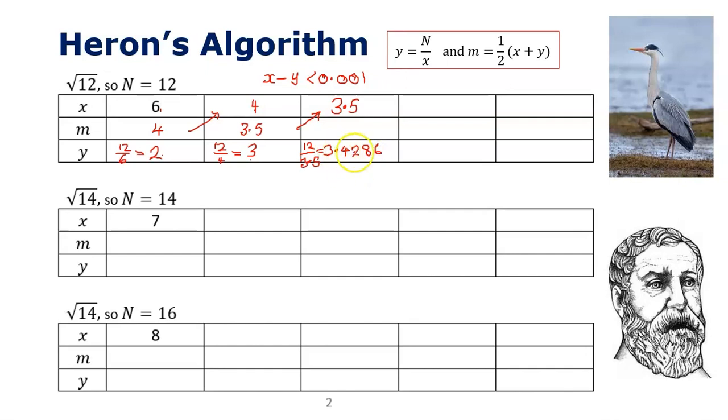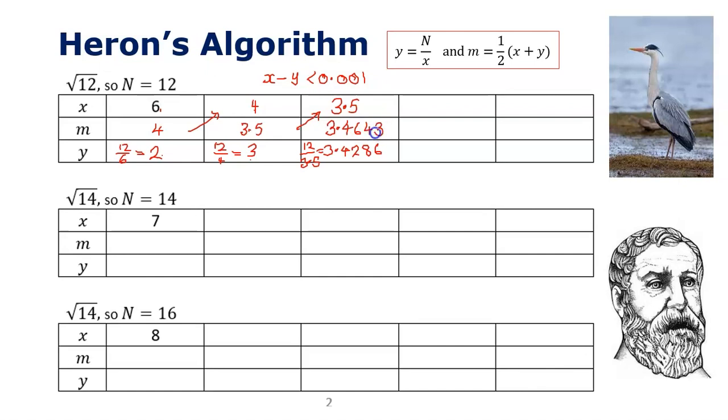3.4286. Probably 4dp because I want it accurate to 3dp. It's probably a good policy. And at this stage, I can work out my m. So I add 3.5 to that and divide it by 2, and I get 3.46. You can see these numbers are getting much closer to each other.